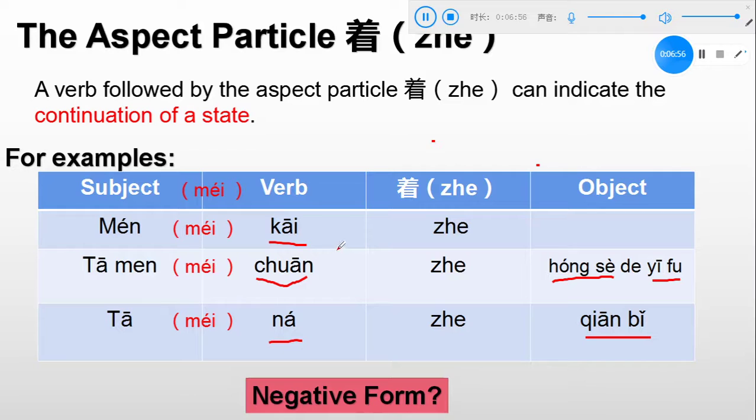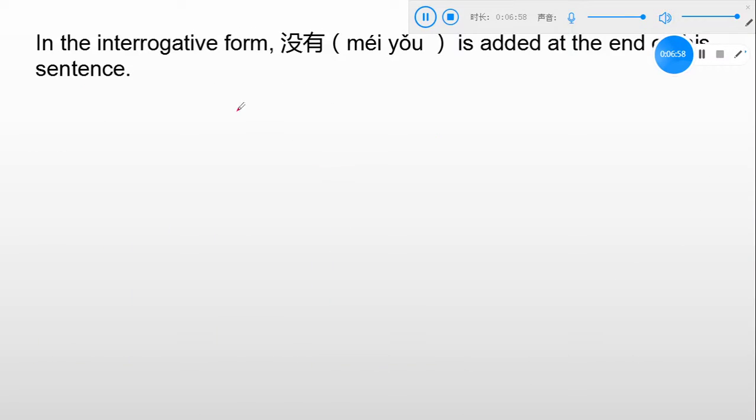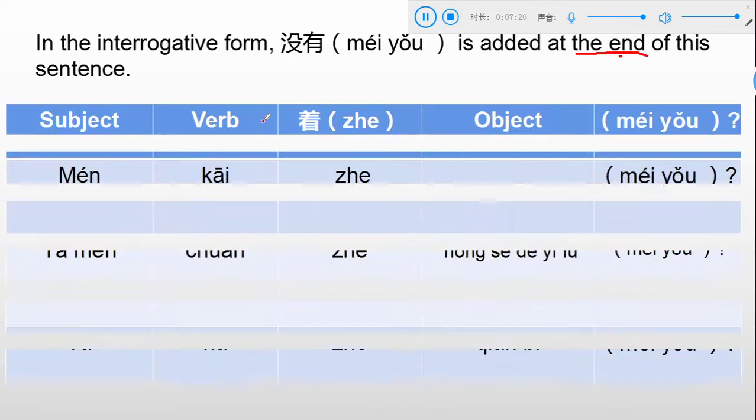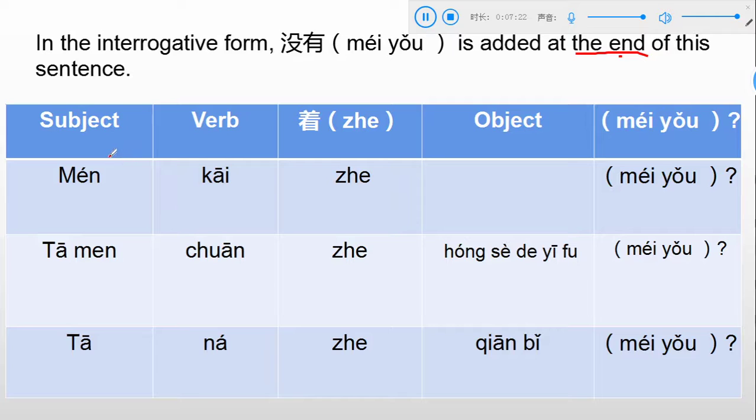Now we still have one more form, which is the interrogative form, which also means the question form. So in the interrogative form, or the question form, 没有 is added at the end of the sentence. Pay attention. The end. So now the sentence form has changed into this one.